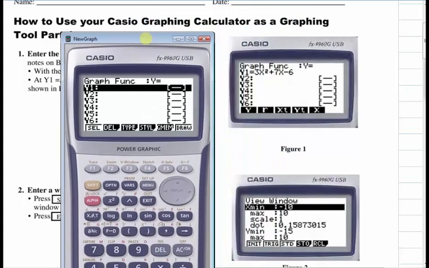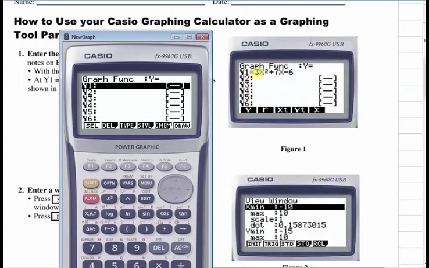Now we want to enter in the equation 3x squared plus 7x minus 6. Now if you don't already have your graphing calculator in this screen, say it's something else, then we need to reset the type. So you want to press F3 and choose the y equals here, so F1, and that will make sure that you're in this screen, okay?